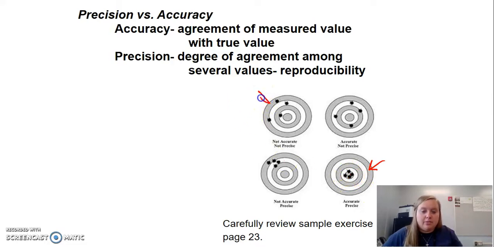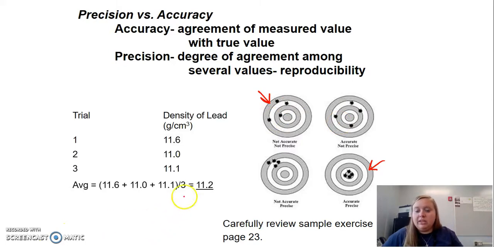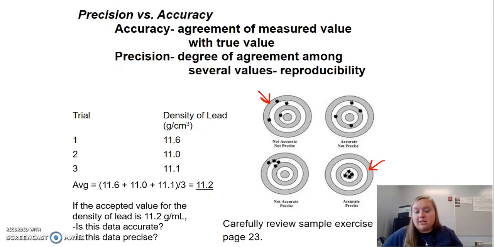Whereas this one in the opposite corner, they are not near the target, so they're not accurate, and they're all kind of all over the place, so again, they are not precise. If we look at this particular trial, apparently this lab was collecting the density of lead. They did multiple trials, as you should, and once they did all their trials, they averaged and got the average density here. If we know that the accepted value for the density of lead is 11.2 grams per milliliter, is this data accurate?